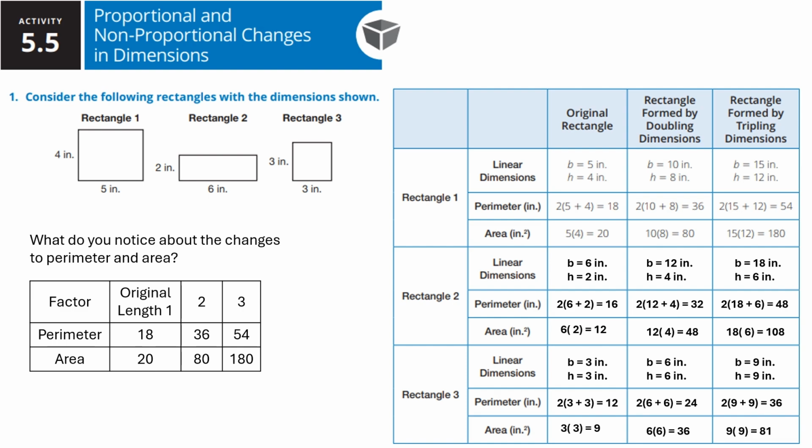Additionally, you might notice that the area is being multiplied by the square of the factor that it was increased. That is that we see the area go from 20 to 80, which is 20 times 2 squared, and 20 to 180 which is 20 times 3 squared.